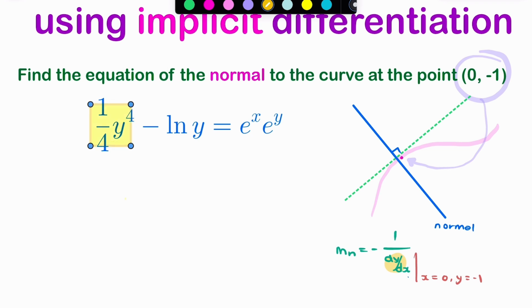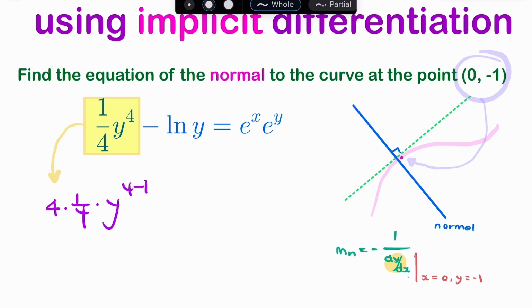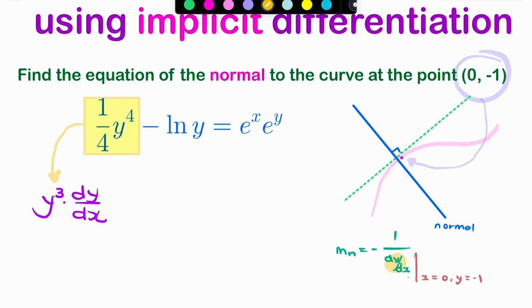So this first term, if I were to differentiate that, it's simply 4 multiplied by 1 over 4 multiplied by y to the power 4 minus 1. So that's my first term. That's easy enough. Now 4 multiplied by 1 over 4 is 1, and 4 minus 1 is 3, so I can simply write that as y cubed. Now, because I'm not differentiating with respect to x, I need to multiply by dy by dx. That's a consequence of the chain rule. So that's my first term.